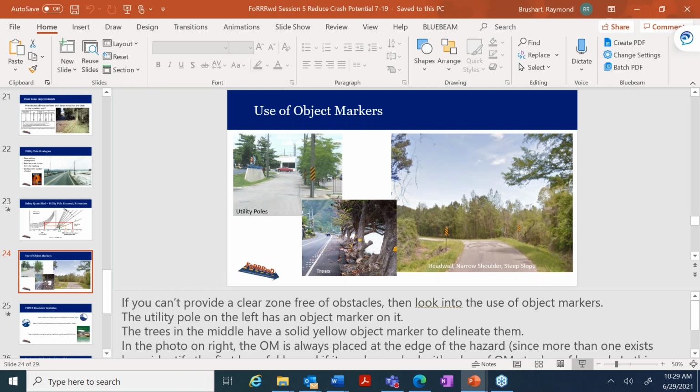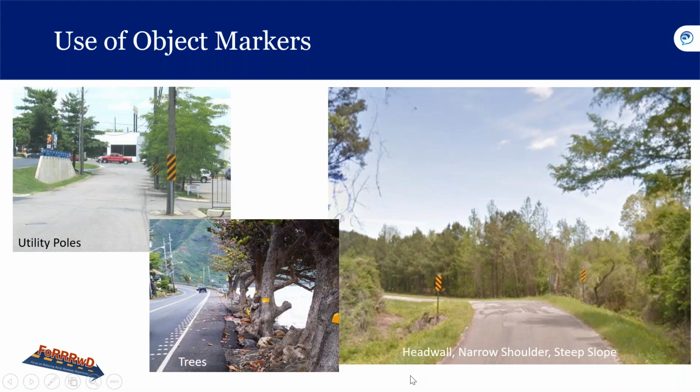Okay. So yeah, anytime you have a head wall of a culvert, a narrow shoulder and a steep slope, a drop off, or trees that you can't do anything about, or utility poles that we can't do anything about, then object markers need to be placed on them. And don't forget, maybe you should have some white edge lines as well to keep people on the side of the road.